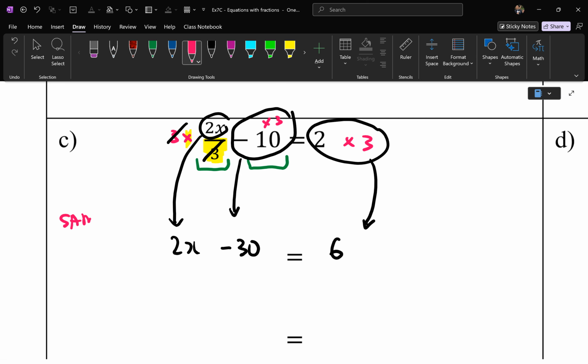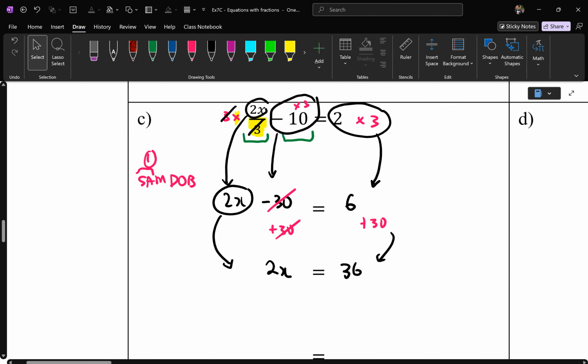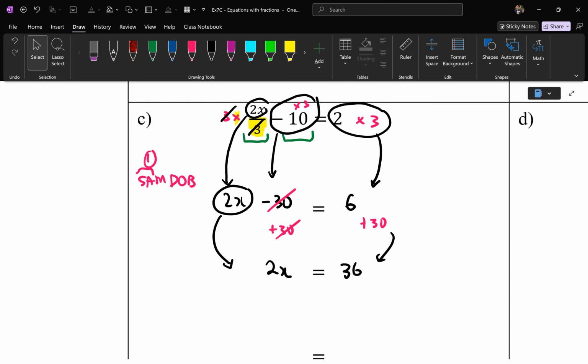SAMDOB. Here we go. SAMDOB. Get rid of any subtraction addition first. Are there any subtraction addition? Yes, there is a minus 30 here. Opposite of minus 30? Plus 30. Very good, Elliot. Plus 30 on the left. Whatever you do to one side, you must do to the other. So plus 30 on both sides. Negative 30 plus 30 cancels out. I've left 2x, so 2x drops down. Next one, 6 plus 30 gives you 36. Notice the vertical layout. This is why it was important that you had to practice from the beginning of the year. 2x equals 36, and then we go to the next one.